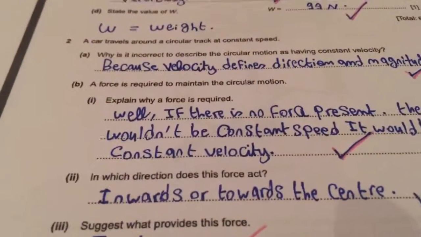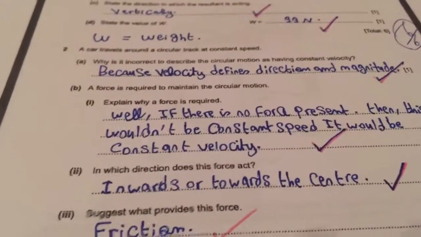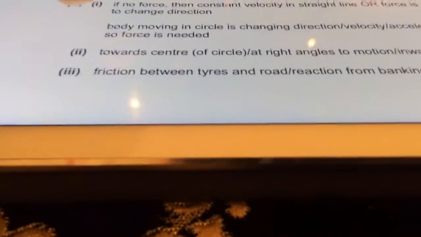In which direction does this force act? I said inwards or towards the center. Here, the answer was towards the center, or inwards. Here it is. Good.